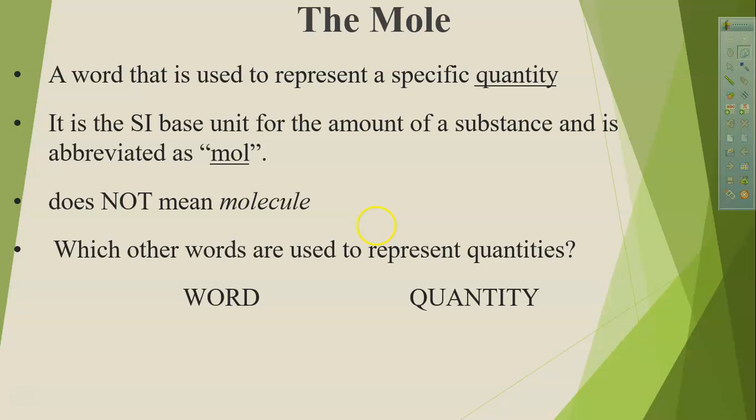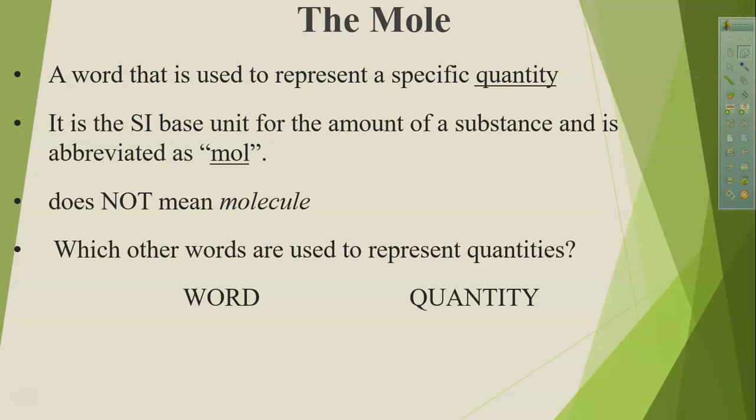A mole is something that's used to specify a particular quantity. It's the SI base unit for the amount of substance. Its abbreviation is mol, which is not a whole heck of a lot smaller than mole, but it's mol. Don't use just M. Don't use anything but mole or mol. That's just the abbreviation, mol. It doesn't mean molecule, so be careful. Like I said, the mole represents a quantity. It represents a really large quantity, 6.02 times 10 to the 23rd.